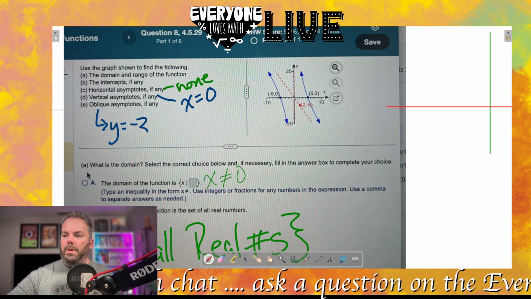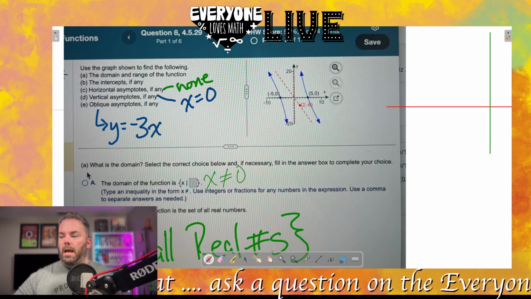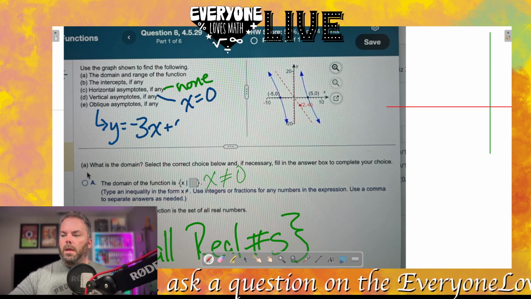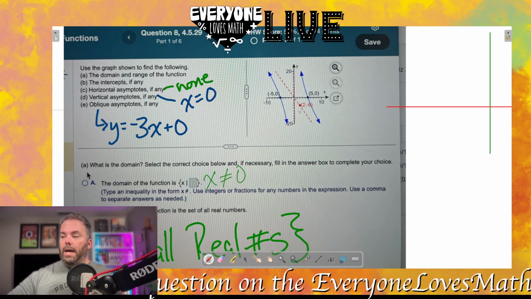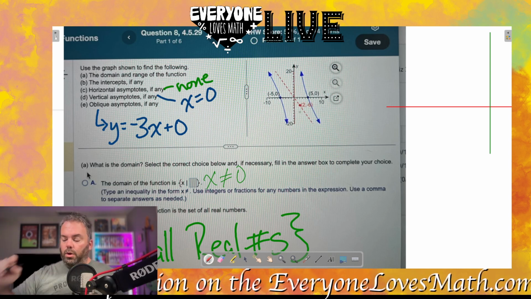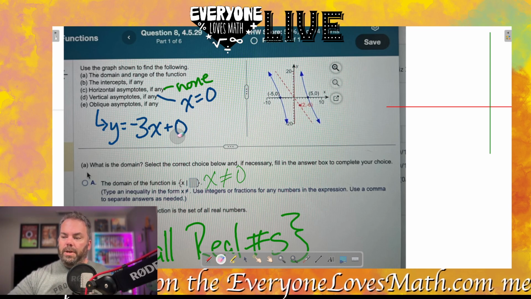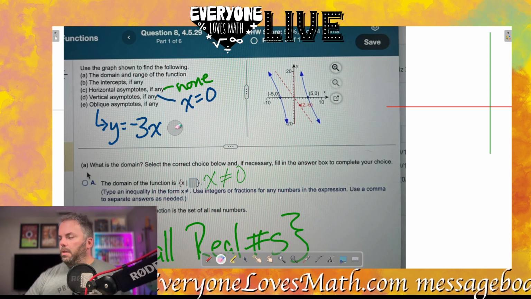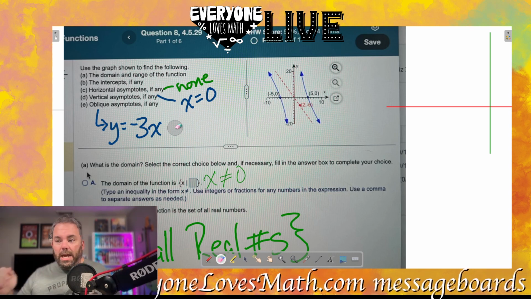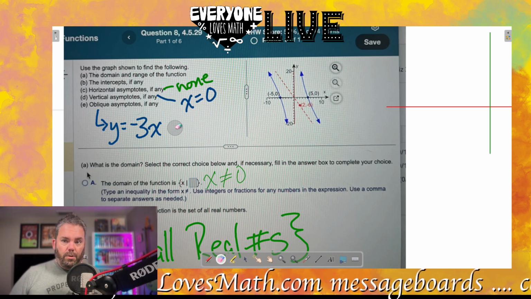So it would be y equals -3x and then really plus 0, because the red diagonal line, the y-intercept is 0. So the equation of that line would be y equals -3x plus 0. And of course, no one ever says plus 0. So that would be the equation of the oblique asymptote.